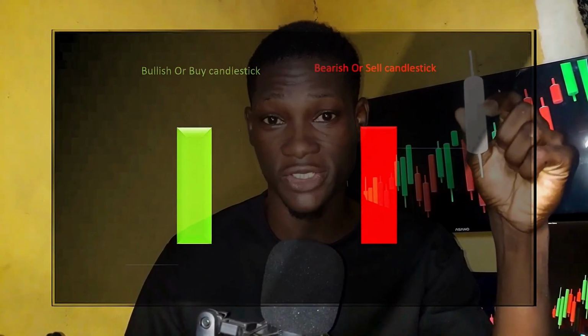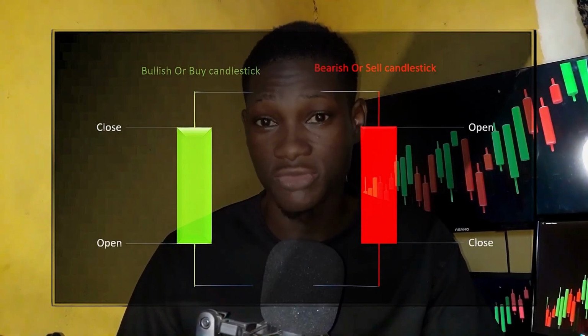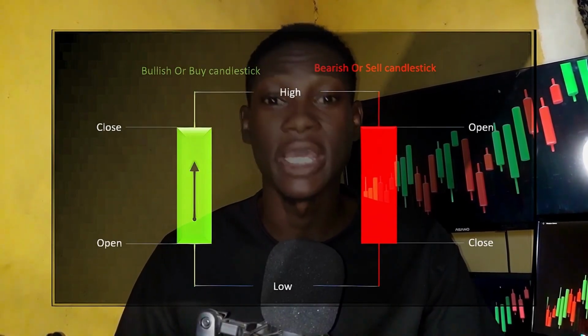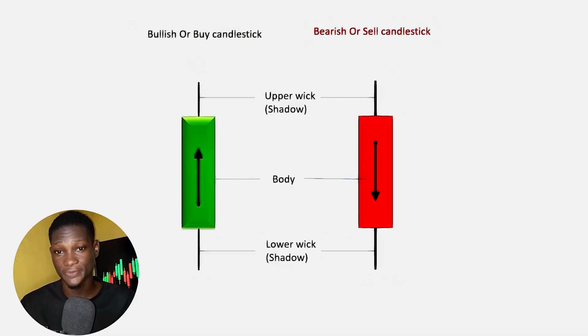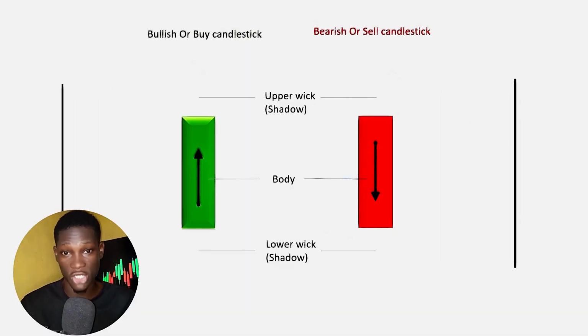A single candlestick holds 4 critical pieces of information: the open, the close, the high, and the low. And these 4 pieces of information give it 2 parts: the candlestick body and the candle wicks or shadows. Here is a waxy candle. The waxy part of the candle refers to the body of the candle, whilst the threads are the candle wicks. Let's look at them one after the other, starting with the candle body.